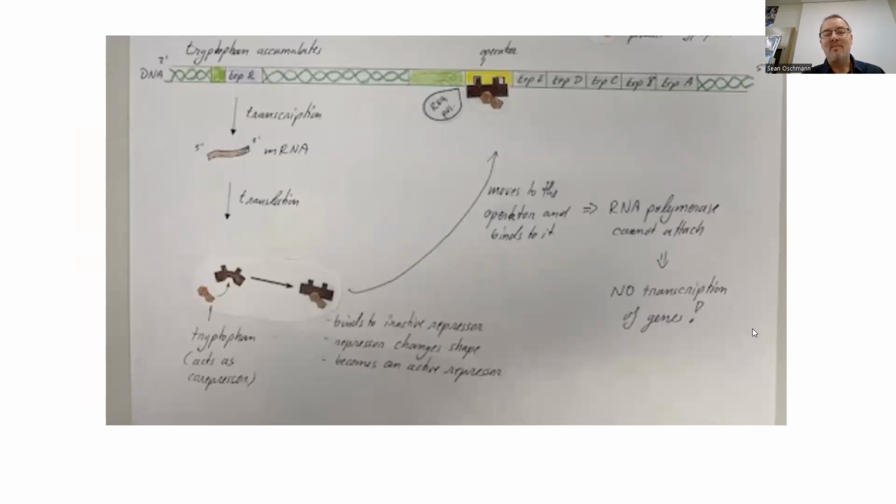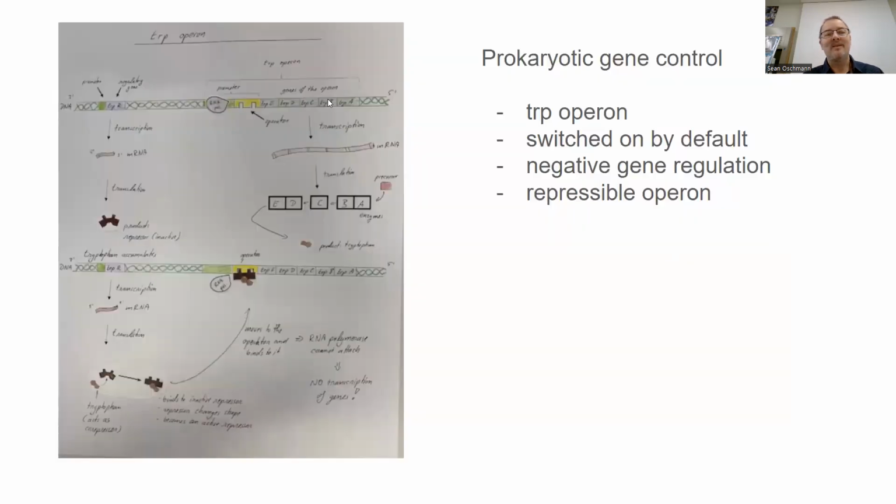And that reduces the number of tryptophan in the cell. And at some point in time, if tryptophan is needed again, this molecule will detach, which causes the repressor to detach from the operator. The operator is now open again. RNA polymerase can attach again and can transcribe the enzymes to make the tryptophan. So this is the whole product. This is what it looks like when it's completed.